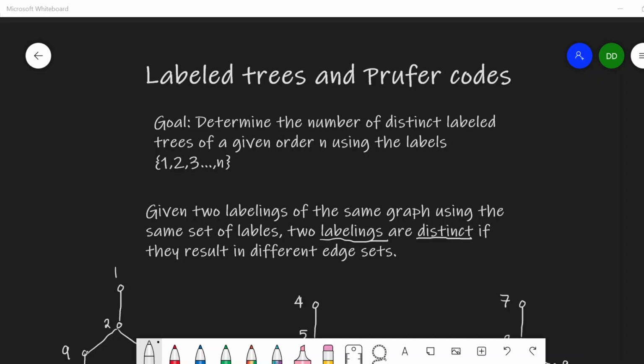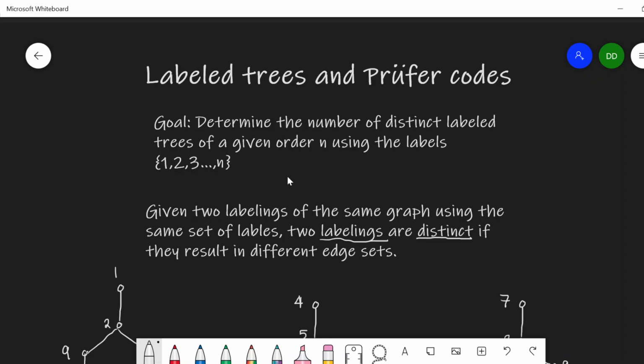In this video, I'll introduce you to the problem that we'll be working on solving over the next couple videos. I'll define what's meant by distinct labelings, and we'll look at some examples. So the goal here, Prufer codes, in this first part of the section is to determine a formula for the number of distinct labeled trees of a given order, n, using the labels 1 through n, those integers.